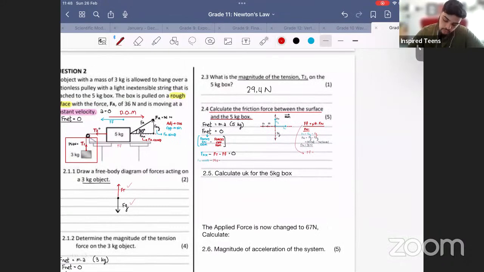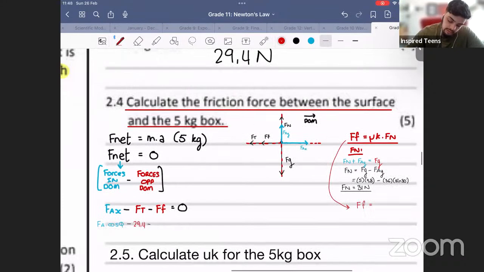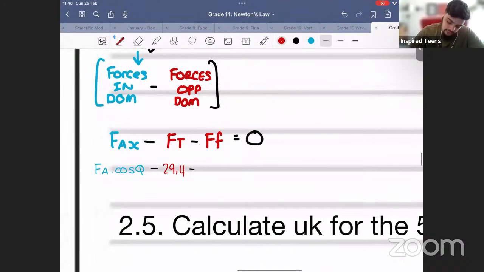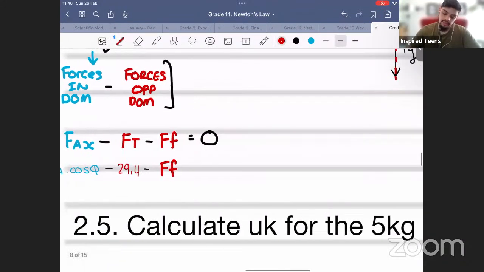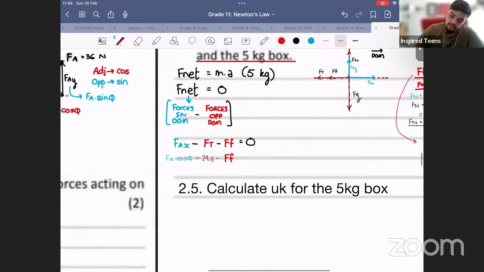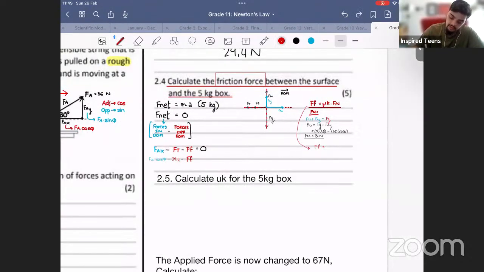Oh, no. Sorry. I've done this whole tangent for no reason, but it's fine. It will help us in the next question. They said calculate the frictional force between the surface and the 5 kg block. In this case, friction is our unknown. So that's the next question which we'll answer. All the things that we did were for the next question, but it's fine.